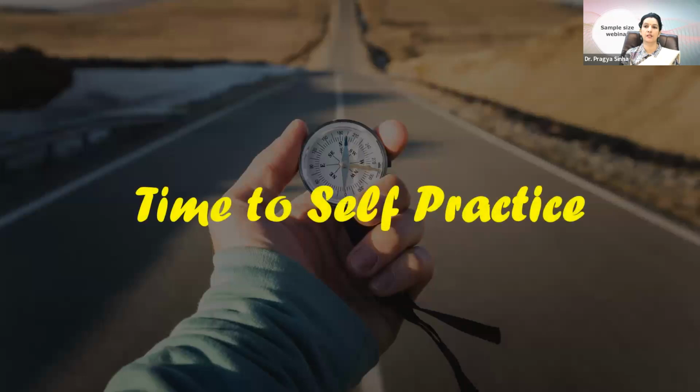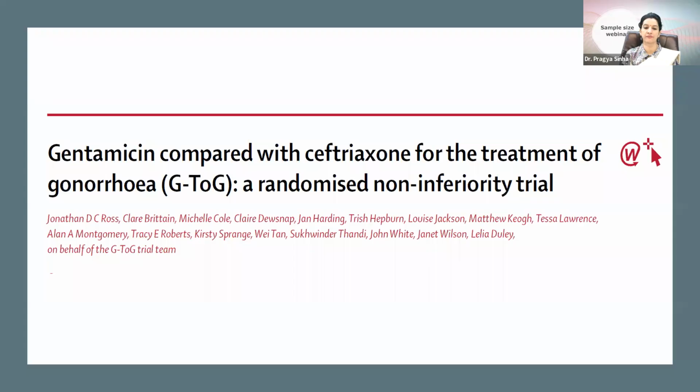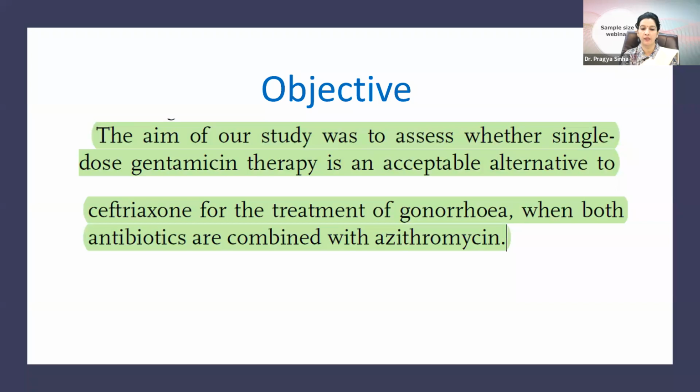So now it's your time to practice. There is this article: gentamicin compared with ceftriaxone for the treatment of gonorrhea, a randomized non-inferiority trial. The aim of the study was to assess whether single dose gentamicin therapy is an acceptable alternative to ceftriaxone for the treatment of gonorrhea when both antibiotics are combined with azithromycin. They are giving azithromycin plus ceftriaxone in one arm and azithromycin plus single dose gentamicin in the other arm.